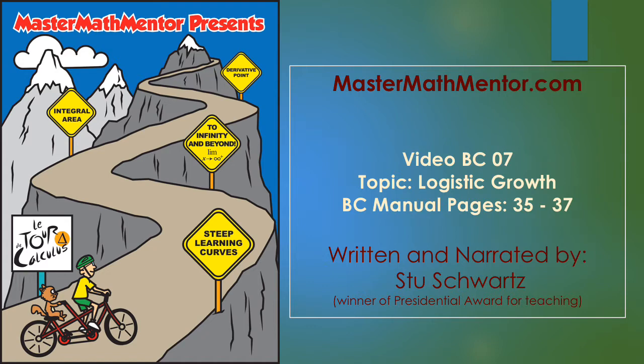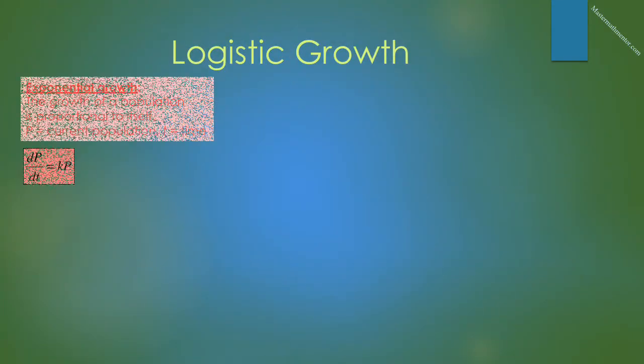This is video BC07. The topic is Logistic Growth, and it covers the BC manual pages 35 through 37. In the previous video, we studied Euler's method, which was a way to approximate solutions to differential equations. Let's go back to actually solving them exactly.